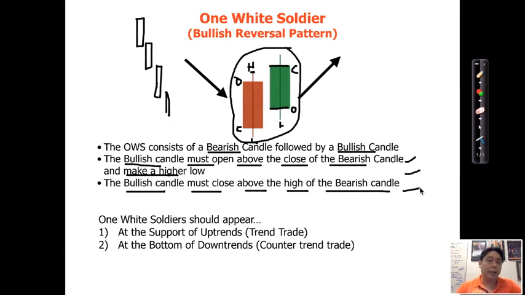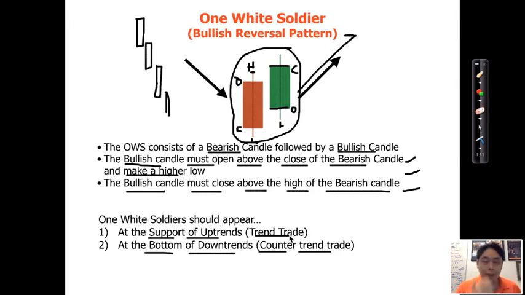Now, this pattern is a very reliable bullish reversal pattern. In other words, once you see this pattern after a series of bearish candles, there's a high chance the price will reverse, and we're going to take a long entry. Again, the ideal time this appears is at the support of uptrends, in which case the trade is a trend trade, or at the bottom of downtrends when the price is oversold, and we call that a counter trend trade.